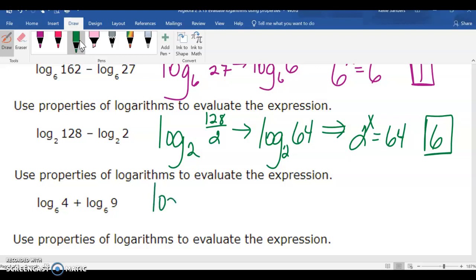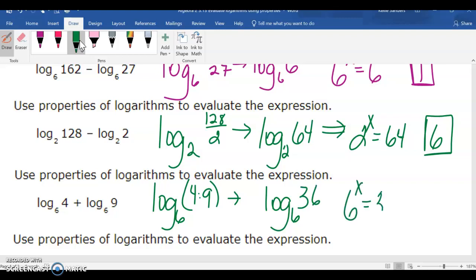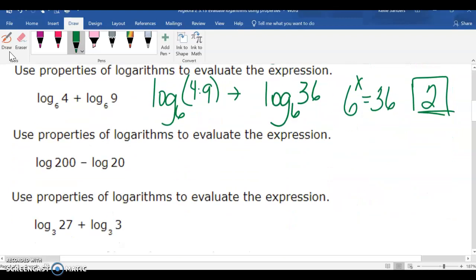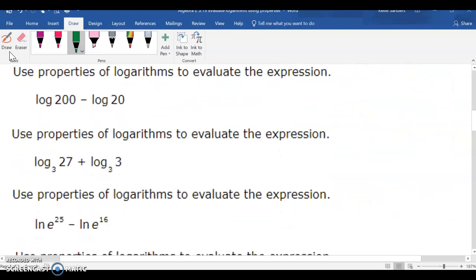All right. We're going to multiply with the base 6. And this is saying 6 to the what power gives me 36. And the answer is 2. So 2 to the 6 is 64, but 6 to the 2 is 36. So just because you have the same numbers doesn't mean that you're going to get the same answer. We're going to divide.